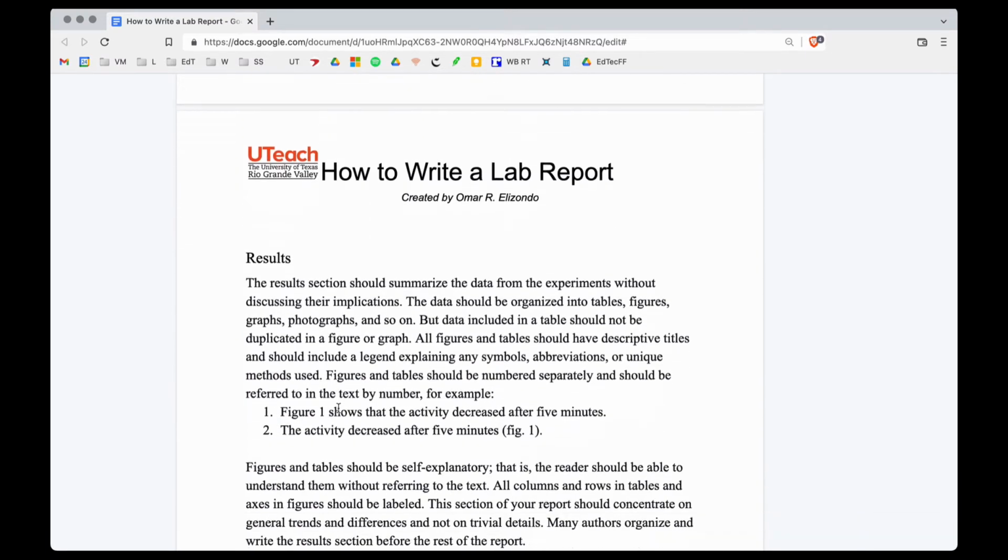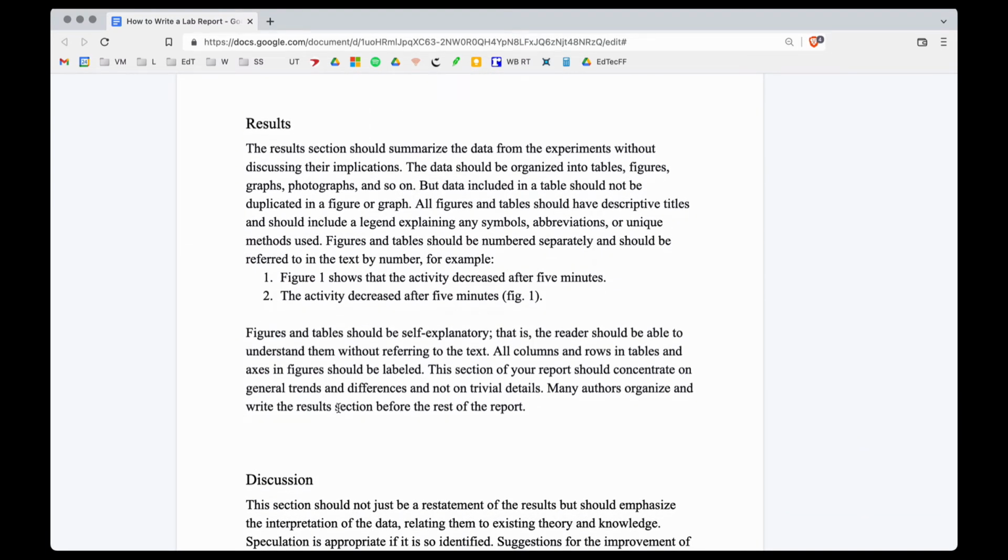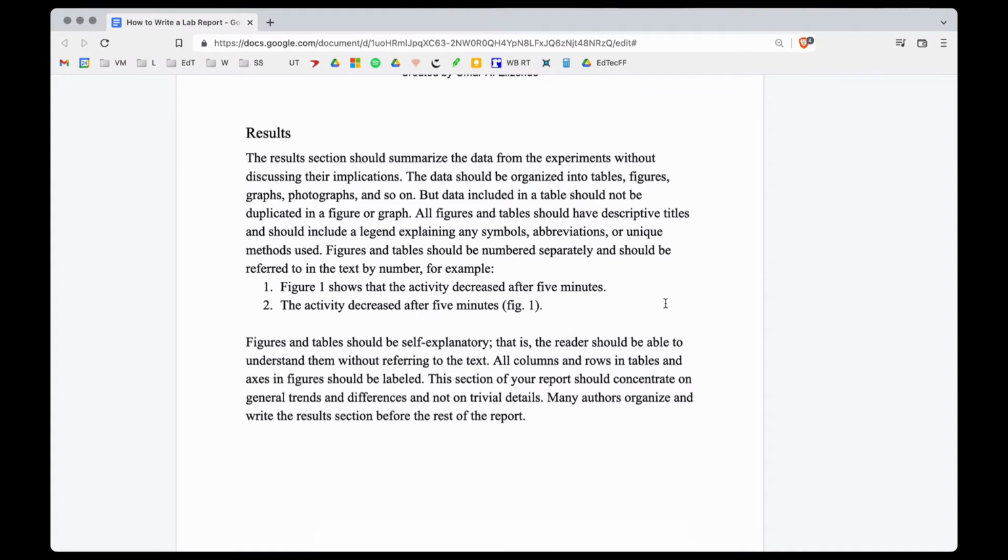Okay, next up, we're going to talk about the results. Results are the section of your paper where you're just giving me the results. You're just telling me what you got from your experiments, okay? It says here, the results section should summarize the data from the experiments without discussing their implications. So you're not going to discuss the results. You're just going to give them to the reader. We will discuss them during the discussion part of the paper.